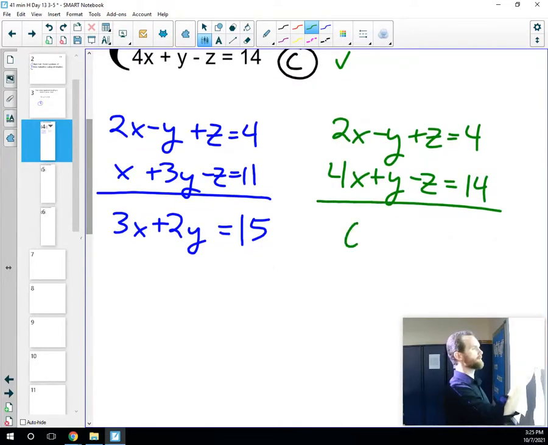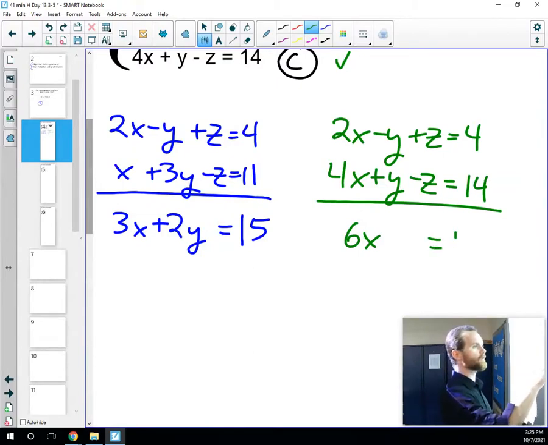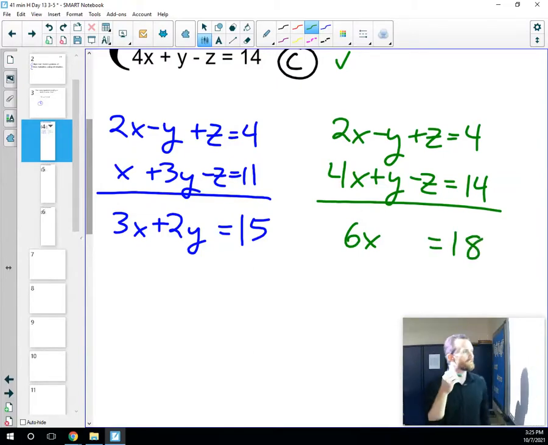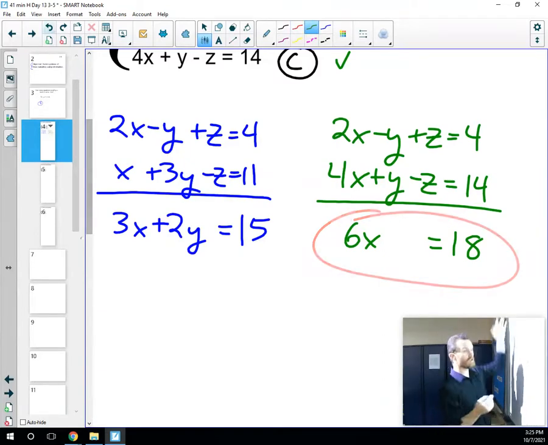So 2x and 4x become 6x. Oh, that's interesting. The y's cancel out as well. So the y's go away and the z's go away, and we're just left with 6x equals 18. That is really good that that happened. That's not always going to happen, but if it does, we want to take advantage of that, because now we have an equation with only one variable. We can just solve that equation.